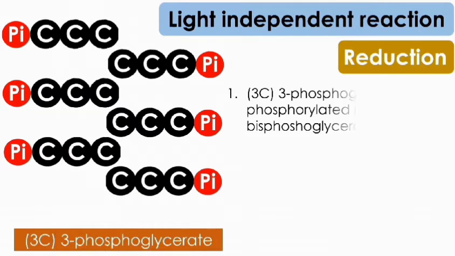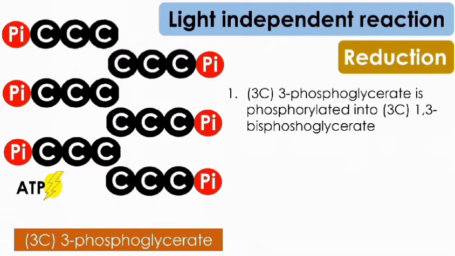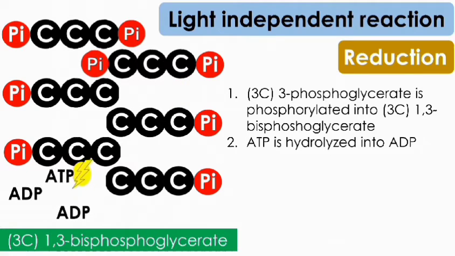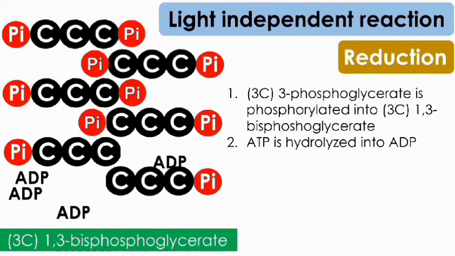During reduction, each 3-phosphoglycerate will undergo phosphorylation to become 1,3-bisphosphoglycerate. Since there are 6 molecules of 3-phosphoglycerate, a total of 6 ATP is required to phosphorylate 3-phosphoglycerate into 1,3-bisphosphoglycerate. During this process, ATP will hydrolyze into ADP.